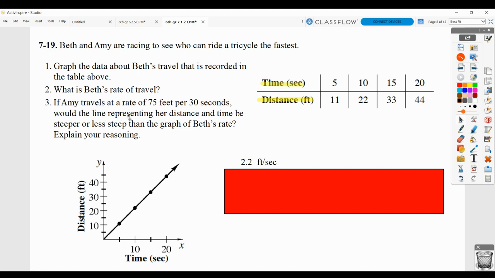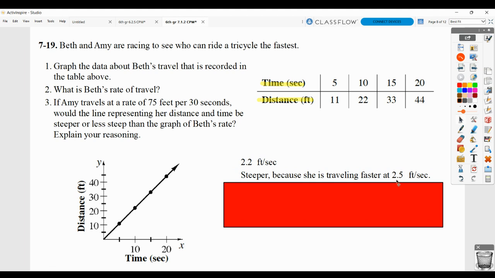And then if Amy travels at a rate of 75 feet in 30 seconds, would the line representing her distance and time be steeper or less steep than the graph of Beth's? And you have to explain. Well, if you take 75 feet and divide by 30 seconds, you will get how fast she's going, which is 2 and 5/10 feet per second. So again, feet divided by seconds gives you feet per second. Since this rate is higher or faster than this rate, the line would be more steep, meaning it would be more in this range.